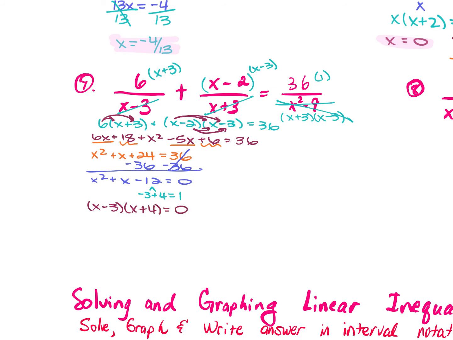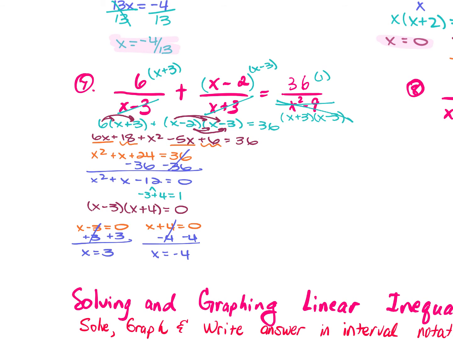You're completely factored from here, so set each part equal to 0 and solve. So you're going to have x minus 3 is equal to 0, as well as x plus 4 is equal to 0. Move your 3 to both sides. That gives you x is equal to 3. Move your 4, subtract it from both sides. You also have that x is equal to negative 4.